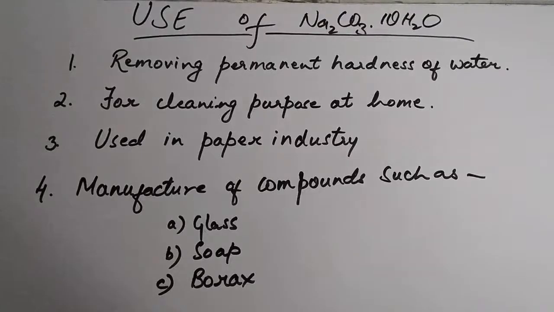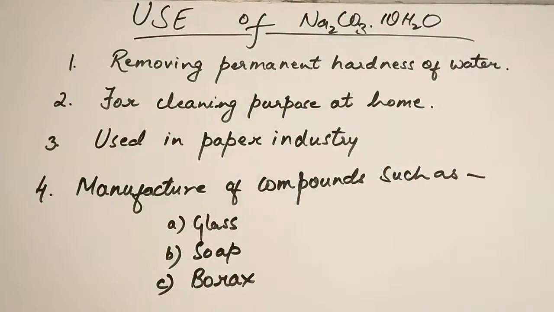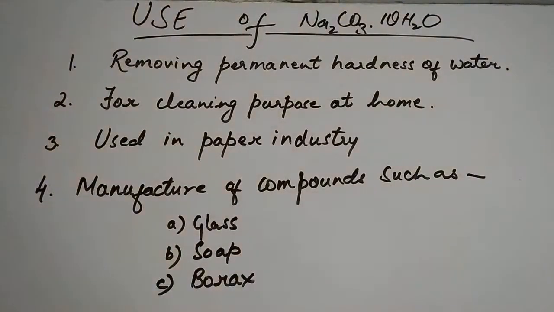These are the uses of washing soda. It is used to remove the permanent hardness of water. Hard water, I believe most of you should be knowing. This is water that contains dissolved salts of calcium and magnesium. Right? If it has carbonates or sulfates, then it is temporary hardness. If it has bicarbonates and bisulfates, then it is permanent hardness.